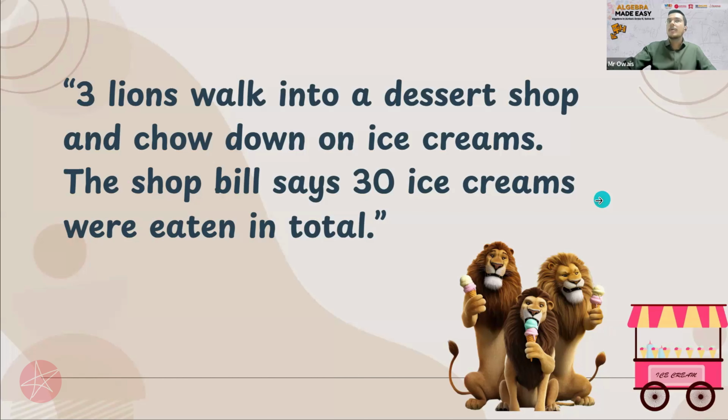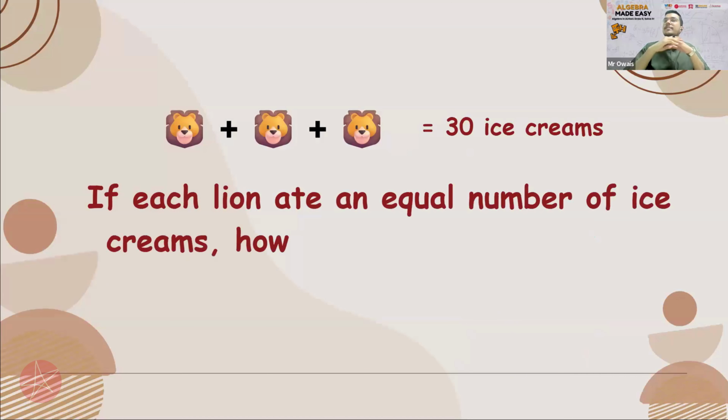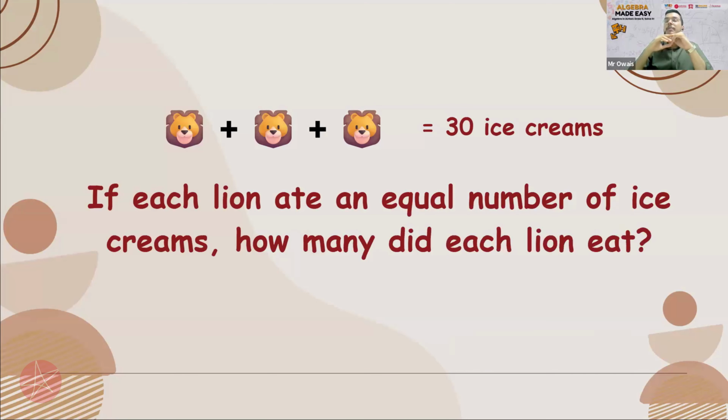Okay, so now, how does this relate to algebra here? We're trying to actually find out how many ice creams each lion ate. The shopkeeper also told us that each lion ate an equal number of ice creams. This is an important piece of information that the shopkeeper told us. So look at this visual diagram here. Look at this picture. We've got a picture of a lion. So that's one lion, right? Then we've got another lion here and another lion. So we've got three lions in total.